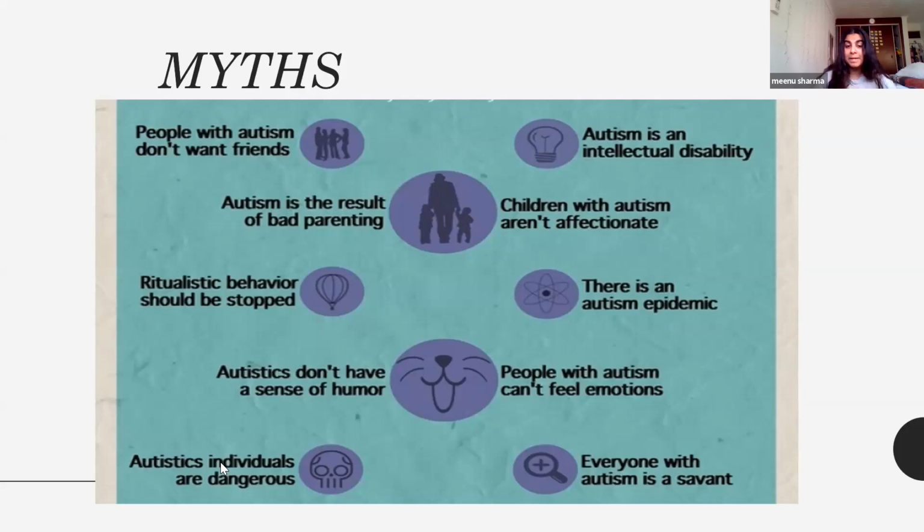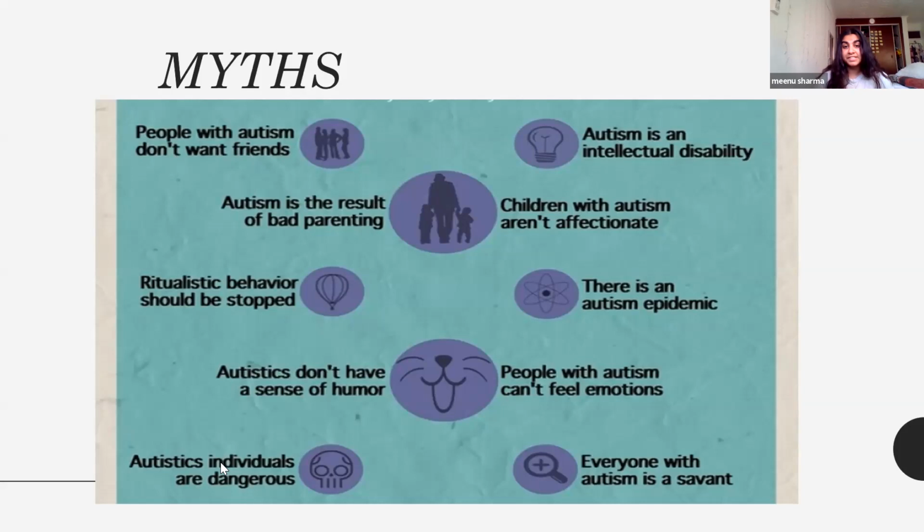There is an autism epidemic. There is no epidemic, however, the numbers are likely changing due to improved diagnosis and services rather than an actual change in the number of autistic people. People with autism can't feel emotions. They can, but they simply have difficulty expressing them, therefore many people believe this myth.